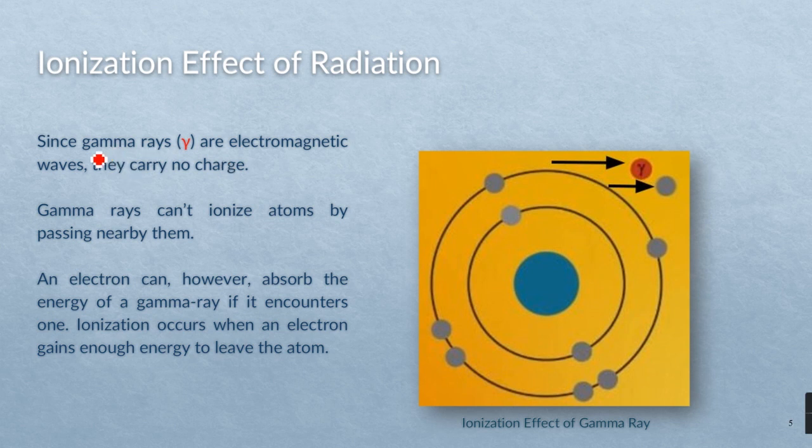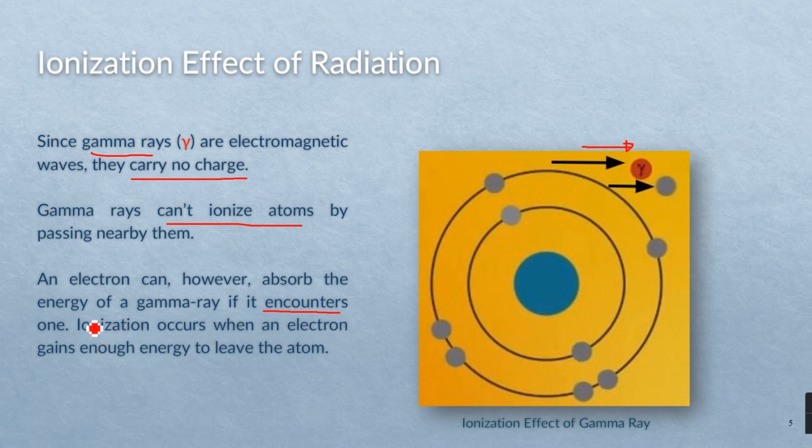Now let's talk about gamma rays. Since gamma rays are waves and they don't have any mass or charge, they carry no charge, their ionization of the atom cannot happen when they pass by from a distance. They need to have direct contact or encounter between electrons where they can ionize them.